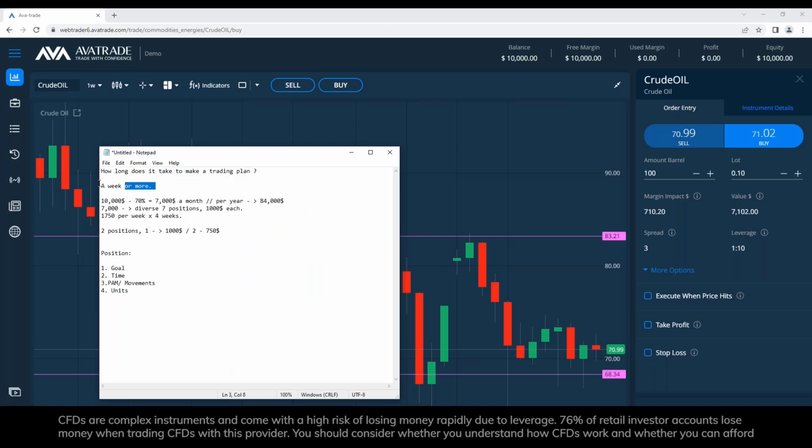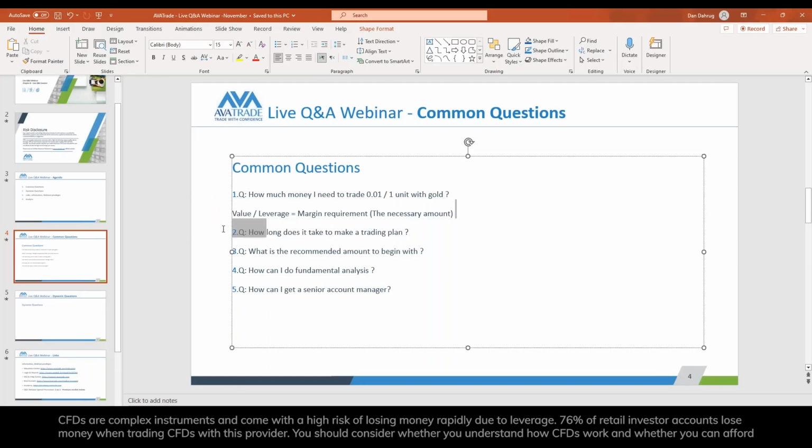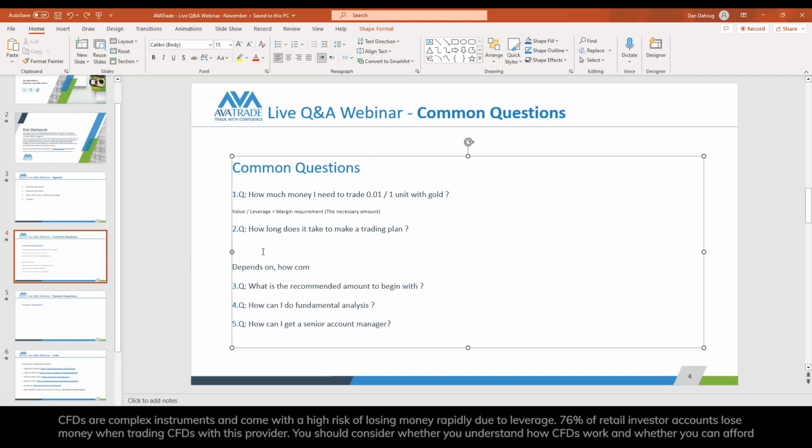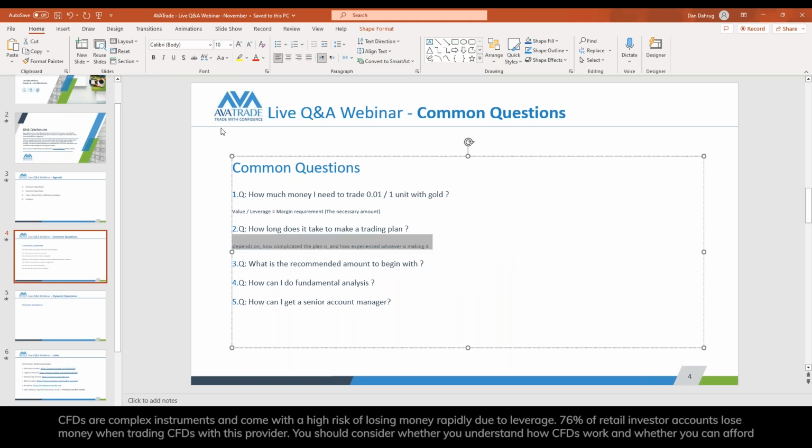Okay, guys, so how long does it take? I don't know, that depends on how complicated the plan is and whoever is making it, right? There is somebody who can make a plan in a day, somebody who needs 2 weeks.